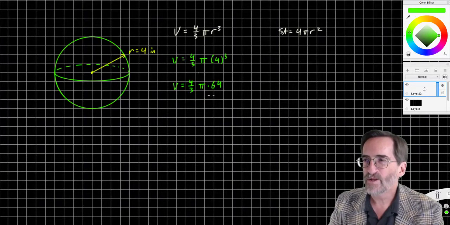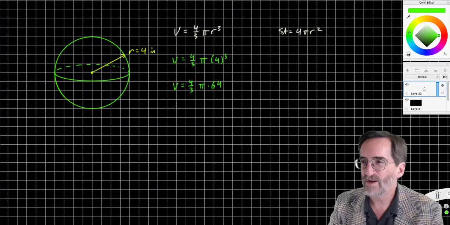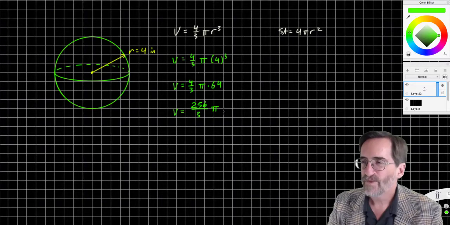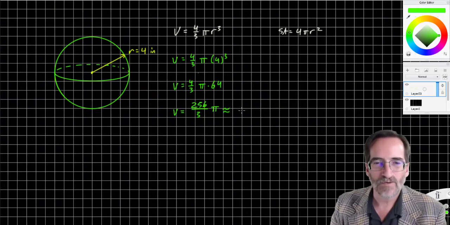Okay, now if I want to leave this exact, I can do that. I can multiply 64 times 4, which is 256. 256 thirds pi. That would be exact, or an approximate answer would be 256 pi divided by 3.